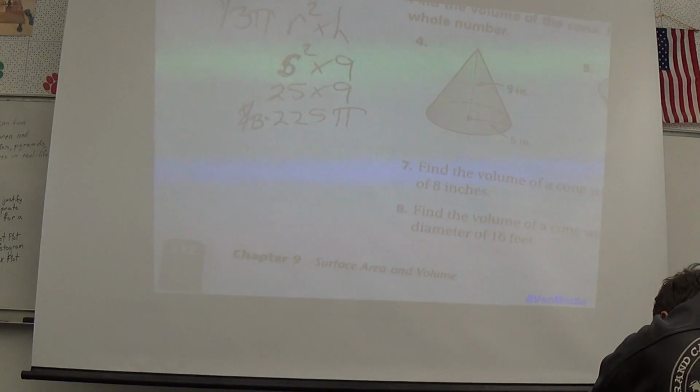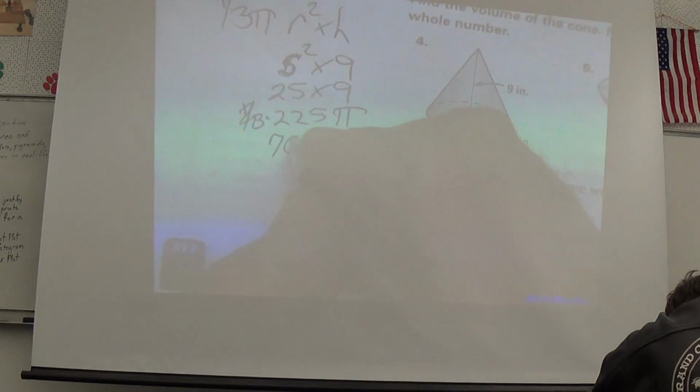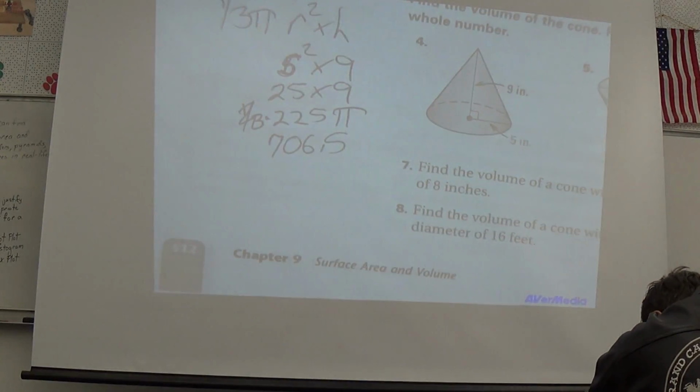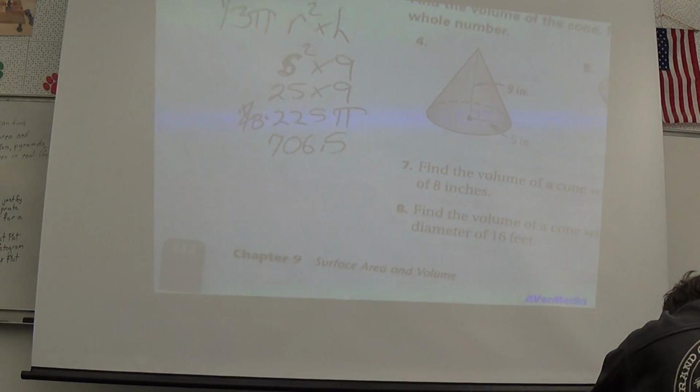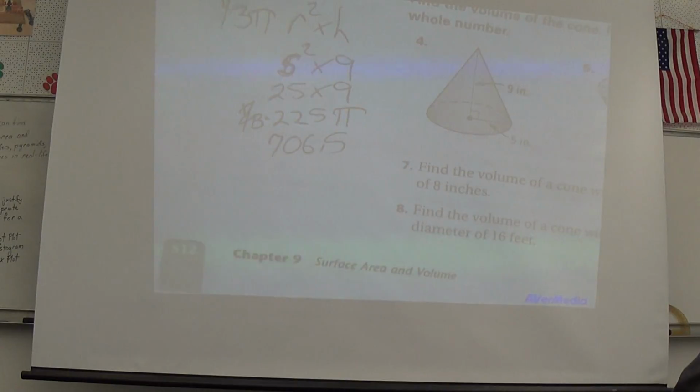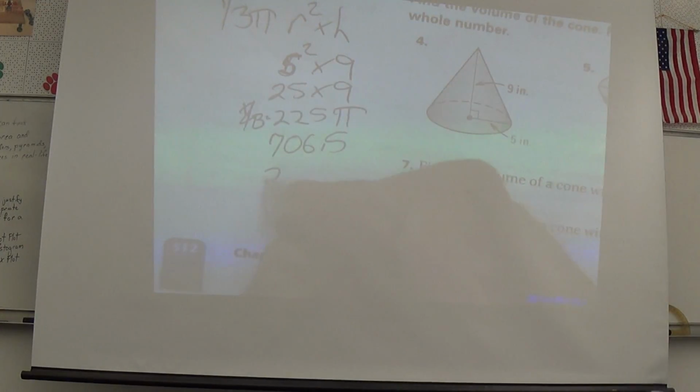706.5, because we're not to our final answer, right? And then what? I times it by 1/3. And what was your final answer? 236 inches squared. That's it? What'd you get? 236 inches cubed. So 235.5, and you're rounding to the nearest whole number, so 236 inches cubed.